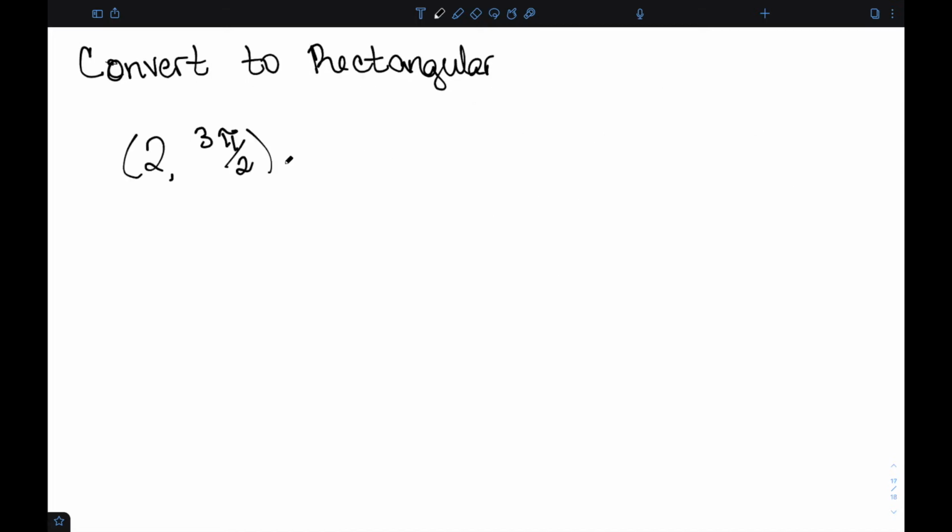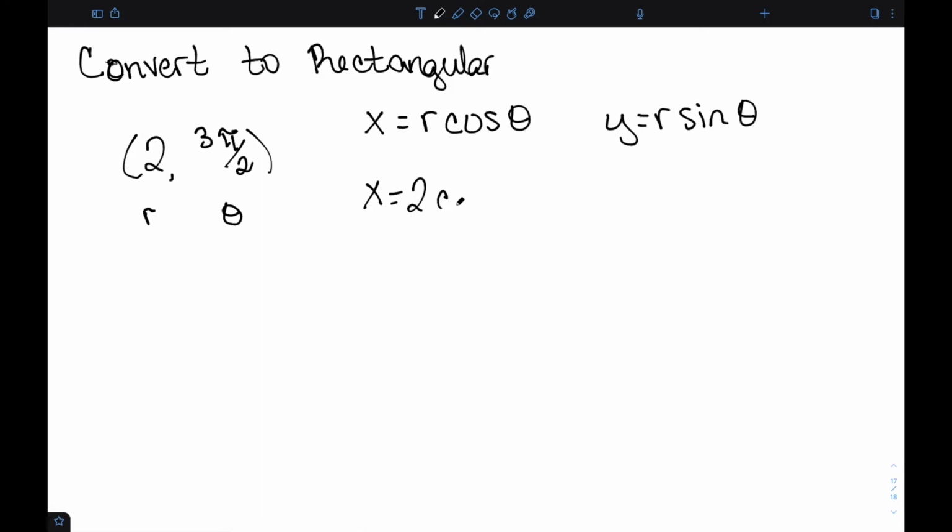So let's look at converting from polar coordinates to rectangular coordinates. In this case, I have that r is 2 and theta is 3 pi over 2. My formula in the two equations that I rewrote said that r times cosine theta is equal to x, and r times sine theta is equal to y. This tells me I have 2 times cosine of 3 pi over 2 for x, and 2 times sine of 3 pi over 2 for y.